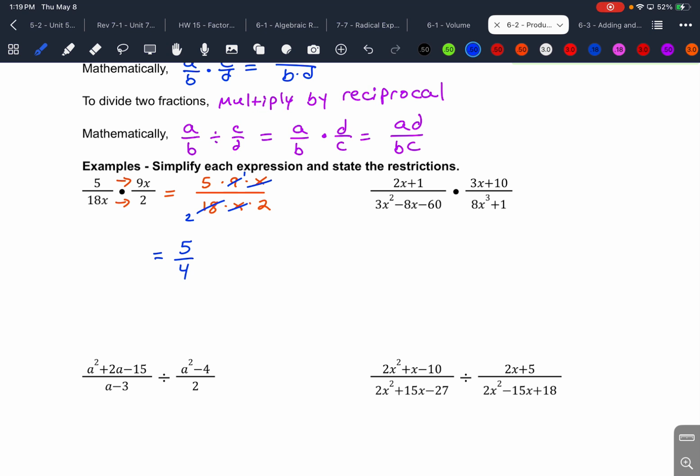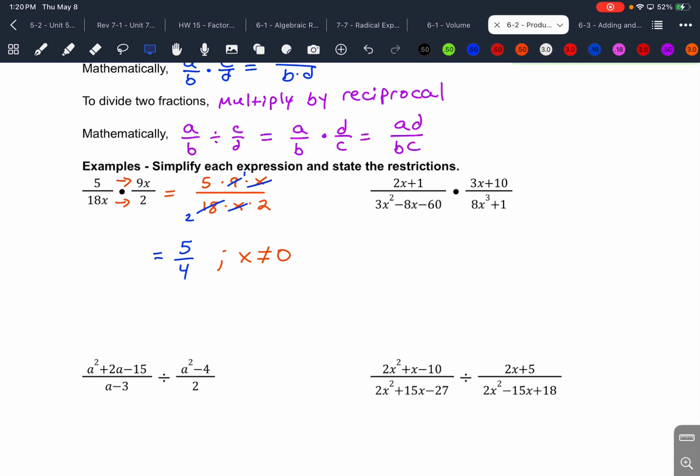What was that? What do you have to do before you cancel stuff out? Find the restrictions. So let's pretend like I didn't do this, and what value of x would make the denominator equal to 0? 0. Yeah. So x cannot equal 0. So what that means is this multiplication problem is going to always reduce to 5/4 no matter what I plug in for x, unless we put in 0. Okay? All right, so same thing.